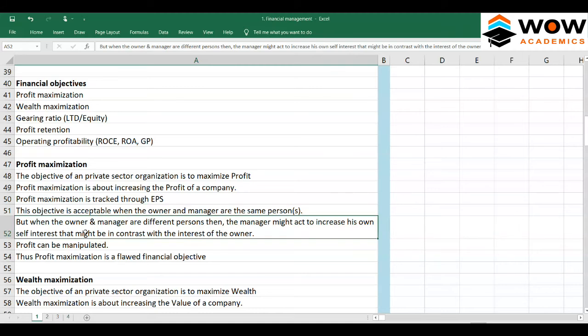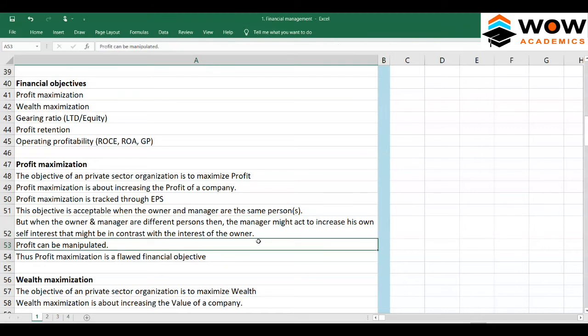In that kind of a case, there is going to be some kind of cheating which can happen, because the manager, the CEO, will manipulate the numbers and give you a different set of profit. When the owner and manager are different persons, the manager might act to increase his own self-interest, which might be in contrast with the interest of the owner. He will try to increase his benefits rather than the owner's benefit. So profit can be manipulated.